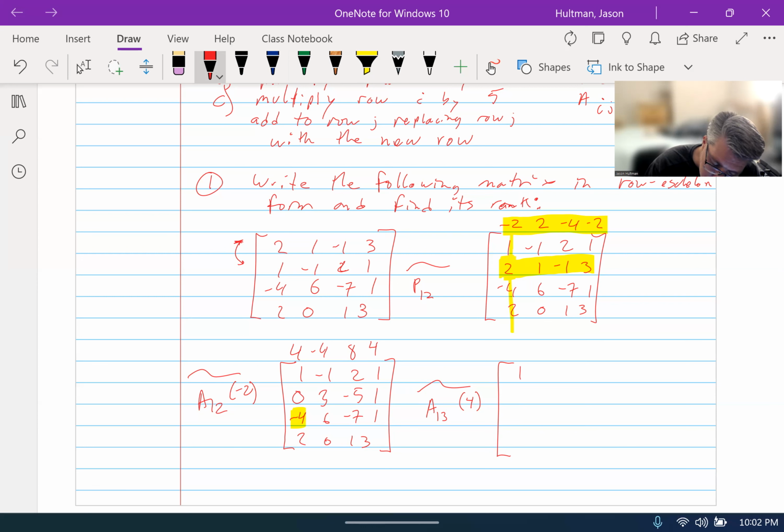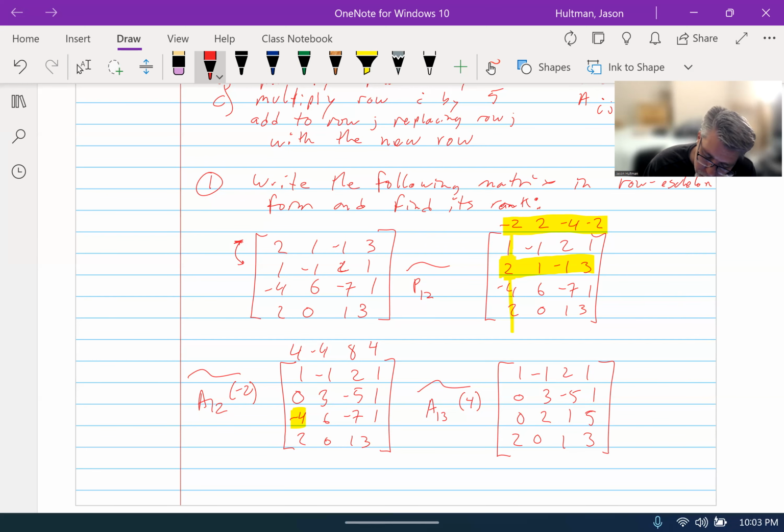So let's put in the rows 1, -1, 2, 1, 0, 3, -5, 1, and then the fourth row is unaffected. So plug in the unaffected rows first, and now let's plug in our third row, which is what we want our resultant row to be. 4 plus -4, that's 0. That's that desired 0 that I want. And then -4 and 6, that's going to be 2. 8 and -7 is 1, and 4 and 1 is 5.